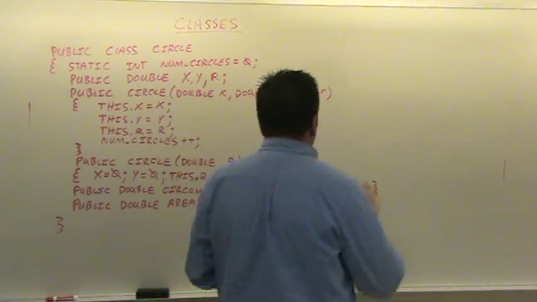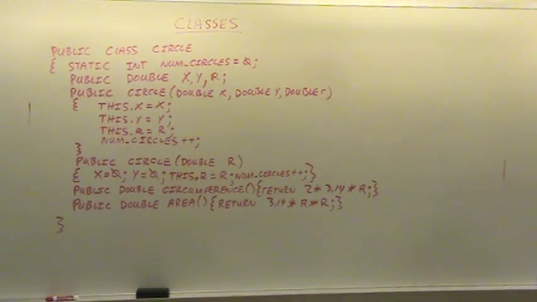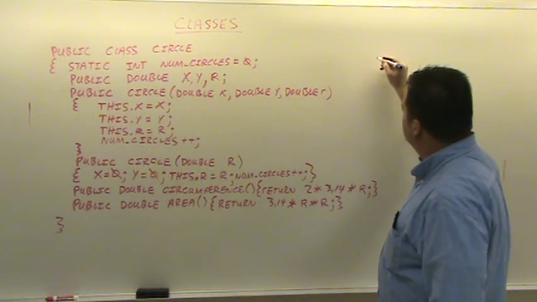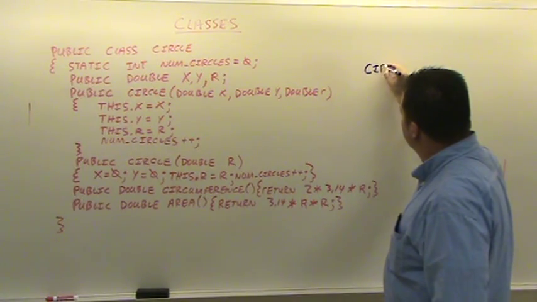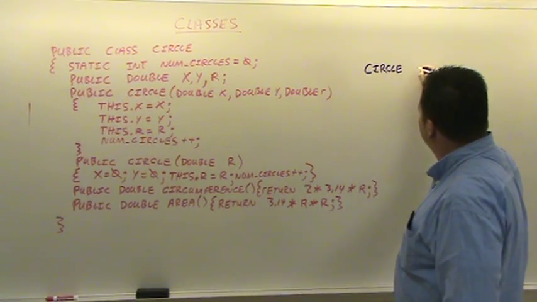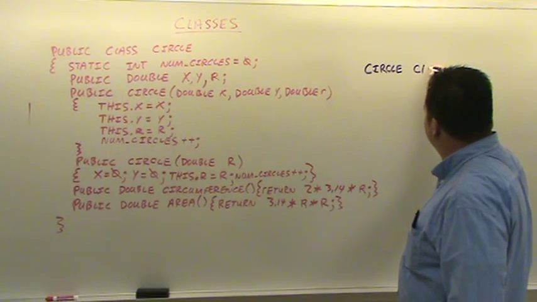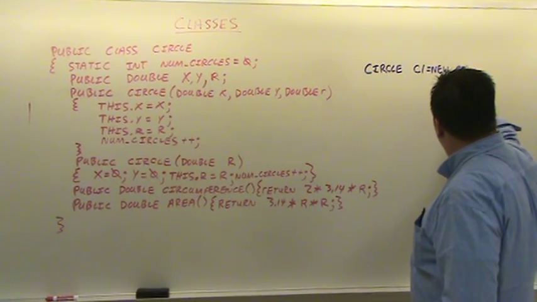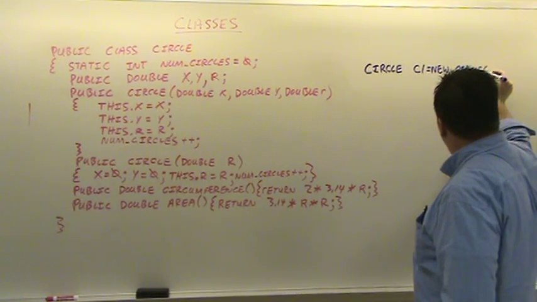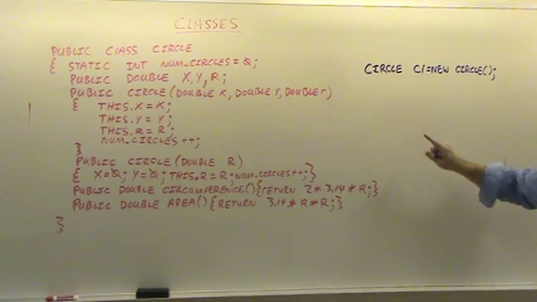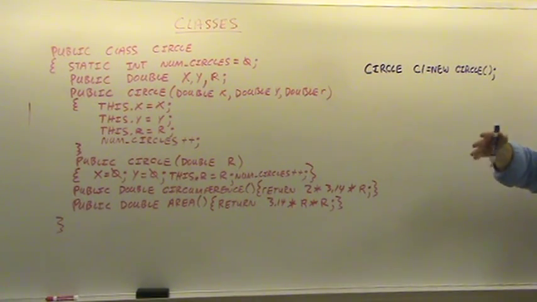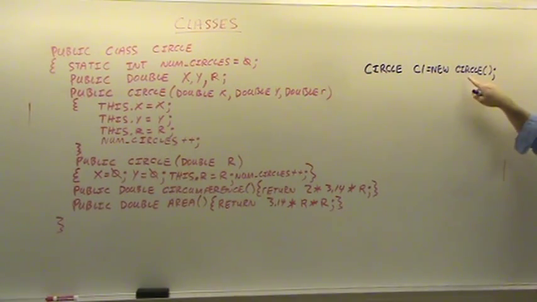So what I mean by that is, if in our main program we decided to create a circle by saying circle C1 equals new circle. What we're saying is we're going to make a reference, we talked about this last class, C1 would be a reference to a circle object. Calling new actually creates one.